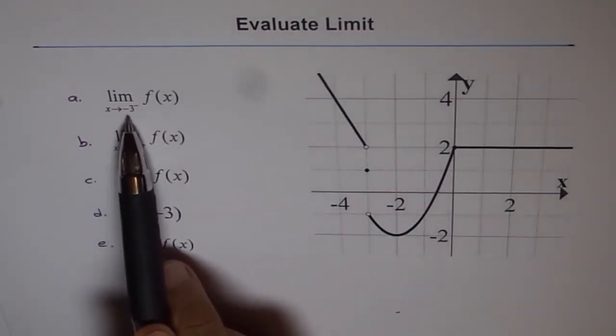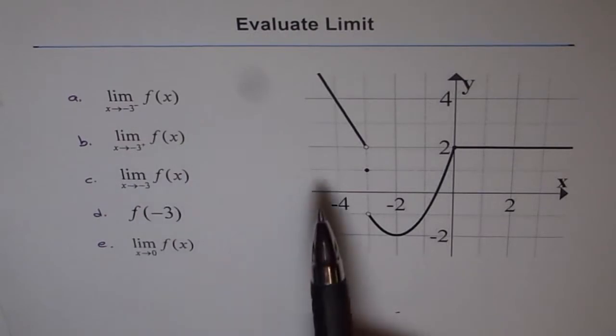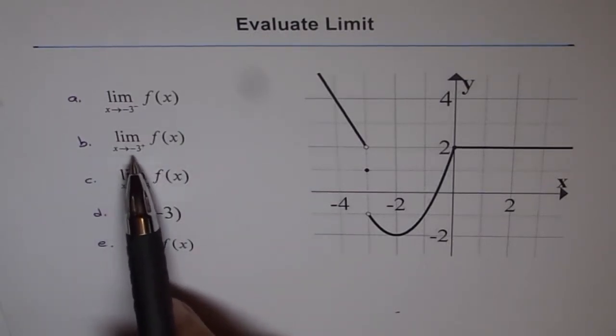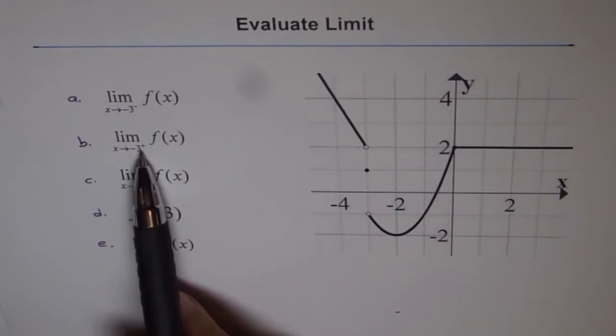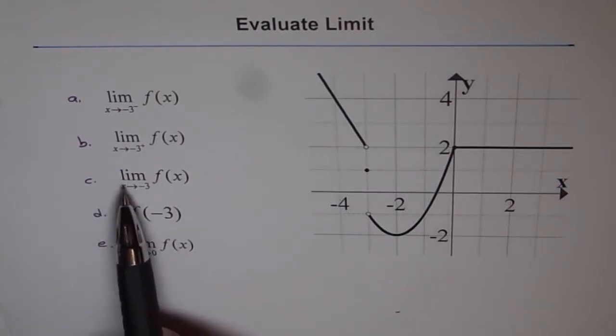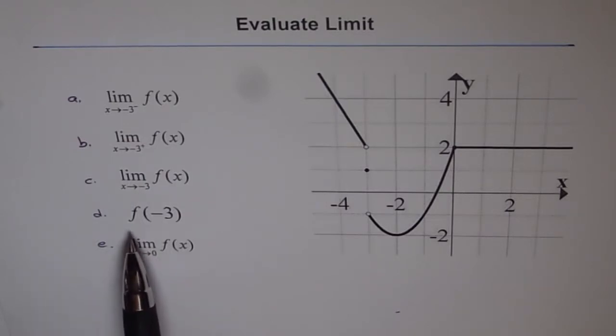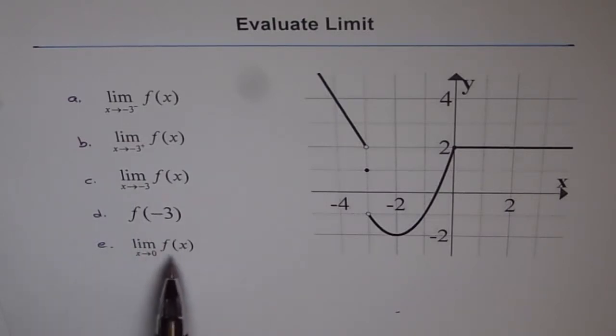x approaches -3 from negative side. That means from left. B, limit of the function when x approaches -3 from right side. That is plus. C, limit of the function as x approaches -3. D, value of function at -3. And E, limit of the function as x approaches 0. So these are the questions to be solved.